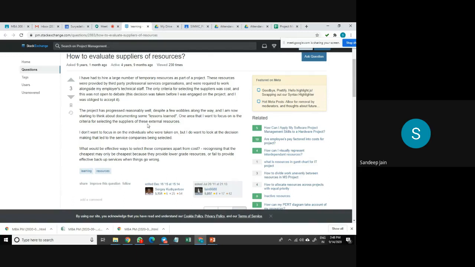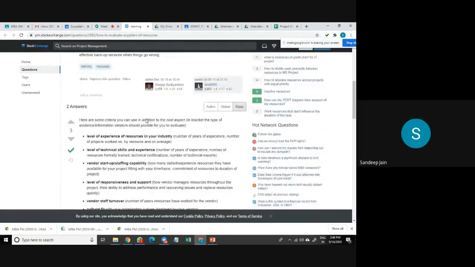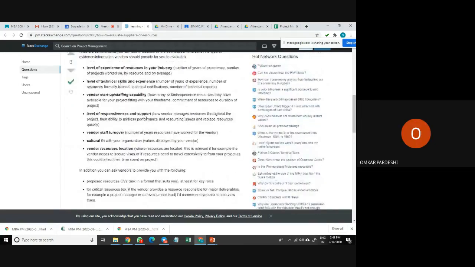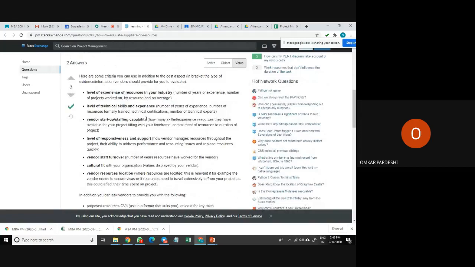So here he is asking for input on how to select a vendor. There could be a trial period for a new vendor. Yes, there can be a trial period. Sometimes a lower quantity can be given to a vendor: you fulfill one requirement first, one resource first, before we give you the other positions, other openings.